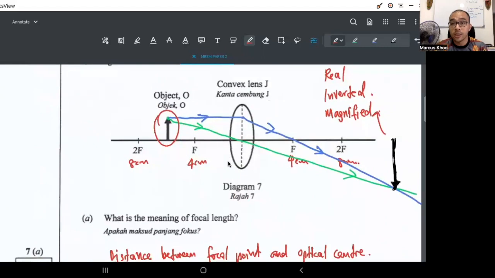Okay, how to draw the ray diagram. The first line, the green one, from the object, just one straight line towards the center. Second one is a parallel line, parallel to the principal axis, which is parallel here. And then after passing through the center here, it cuts through the F. And then the place where the green and the blue meet is where the image is formed.